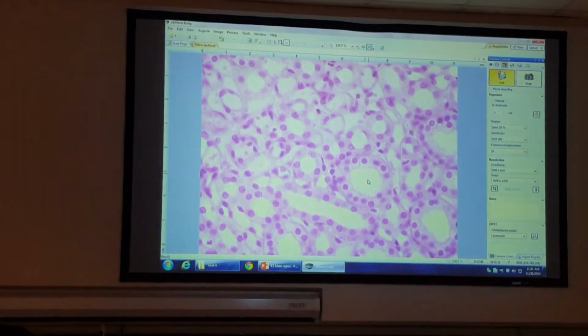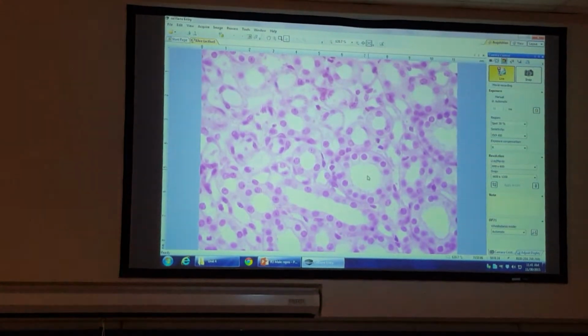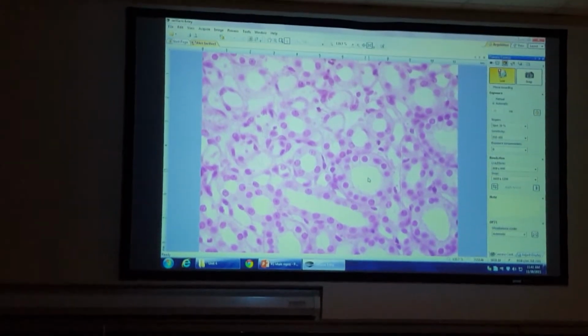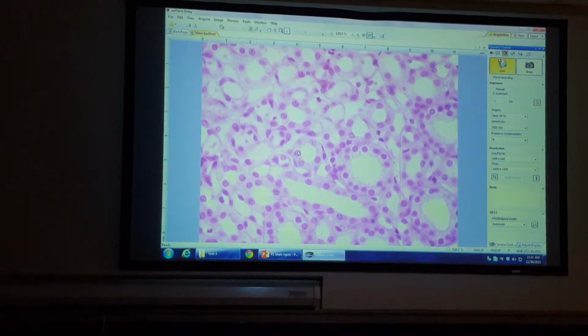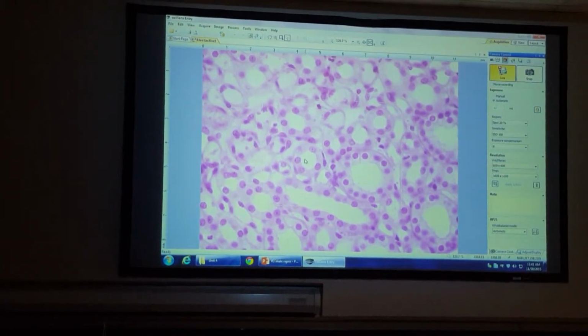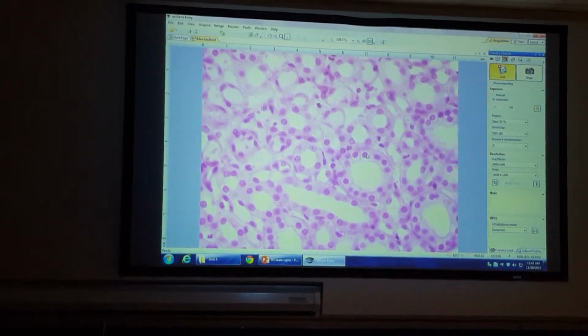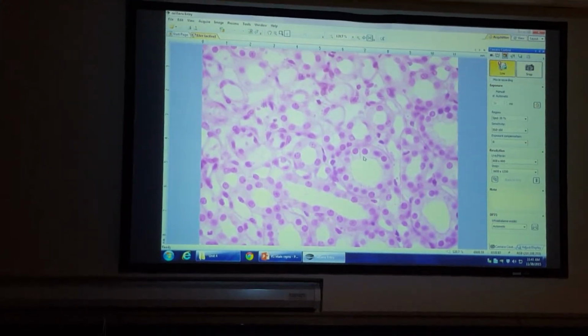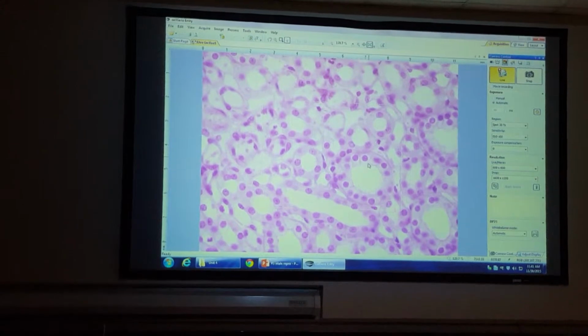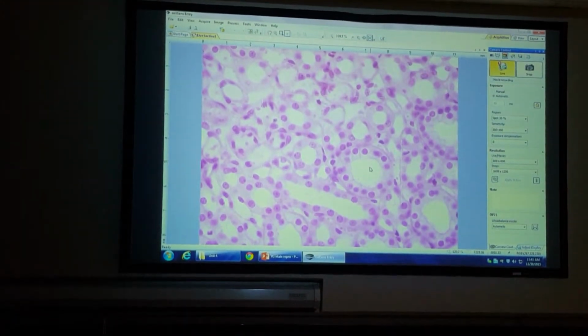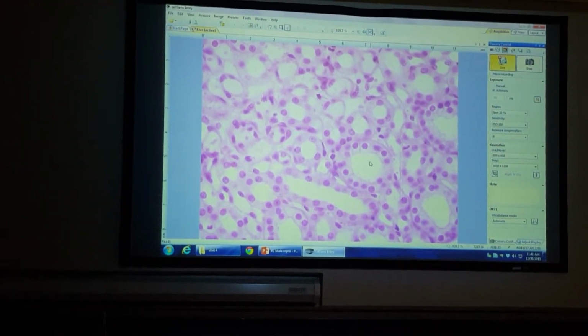Because what you want to pay attention to is the position of the nucleus relative to the lumen. So look over here. The nucleus is right next to the lumen. That's the thick limb of the loop of Henle. Compare that to over here. I've got the nucleus, then some cytoplasm, then the lumen. So a puffier cytoplasm. And that's the collecting duct.